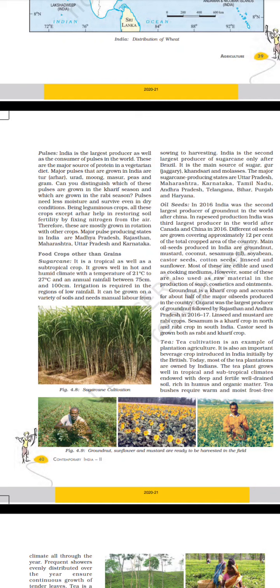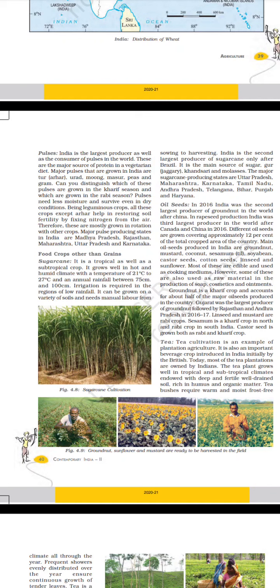Pulses. India is the largest producer as well as the consumer of pulses in the world. These are the major source of protein in a vegetarian diet. Major pulses that are grown in India are tur, arhar, urad, moong, masoor, peas and gram. Can you distinguish which of these pulses are grown in the kharif season and which are grown in the rabi season? Pulses need less moisture and survive even in dry conditions.